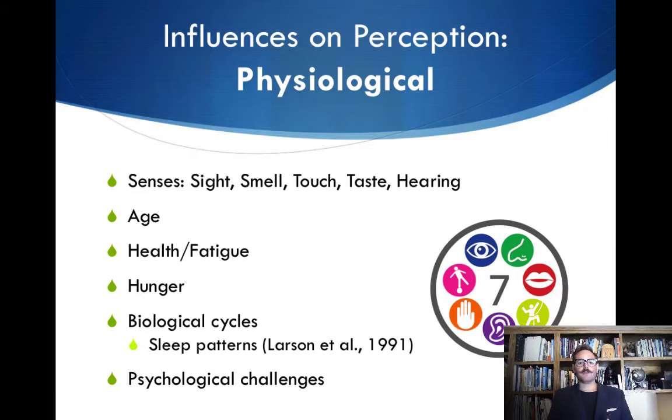Age: we see that when we progress through age, some of the senses decrease in their effectiveness. So when we get older, we might experience hearing loss. And again, that can influence the way we perceive things. Health and fatigue is another biological influence on our perception process. When we are in poor health, so maybe we're sick or we have the flu, that really diminishes our ability to select that data, process that data, organize it, and attach meaning.